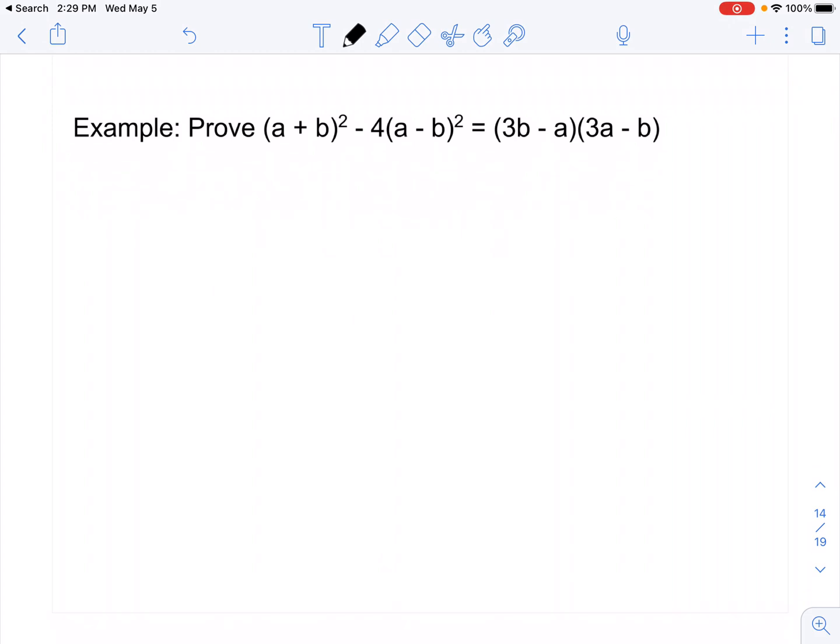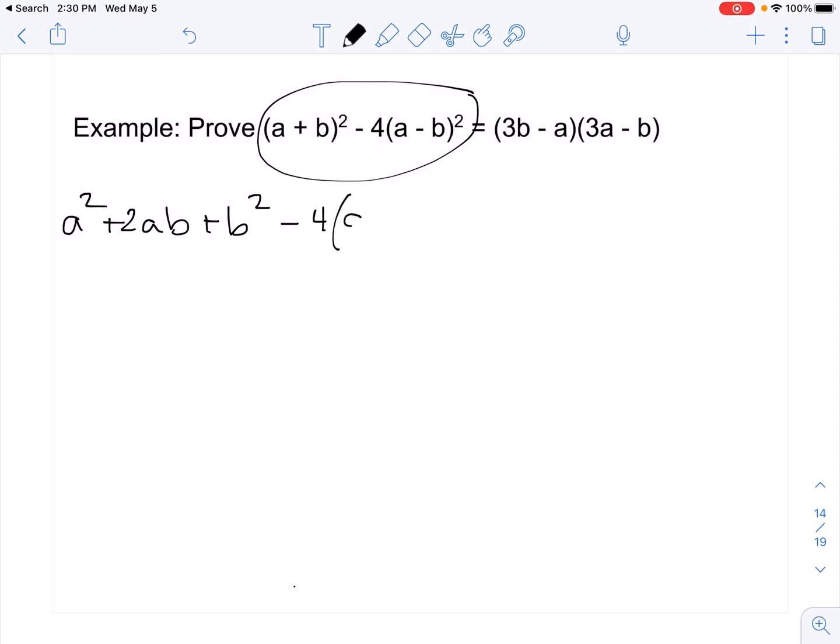Next example. Prove that (a plus b) squared minus 4 times (a minus b) squared is equal to (3b minus a) times (3a minus b). Okay, so my first step is going to be, I'm going to multiply or simplify this side of the equation. So I get a squared plus 2ab plus b squared minus 4 times (a squared minus 2ab plus b squared).